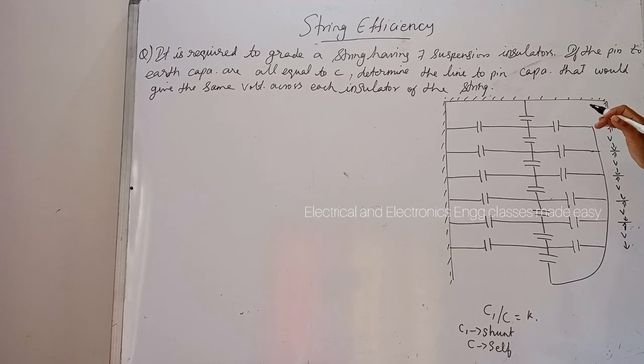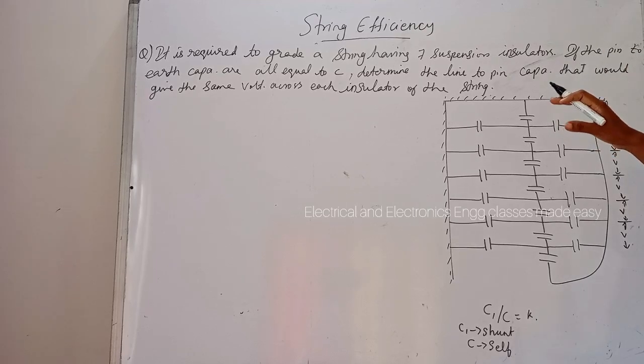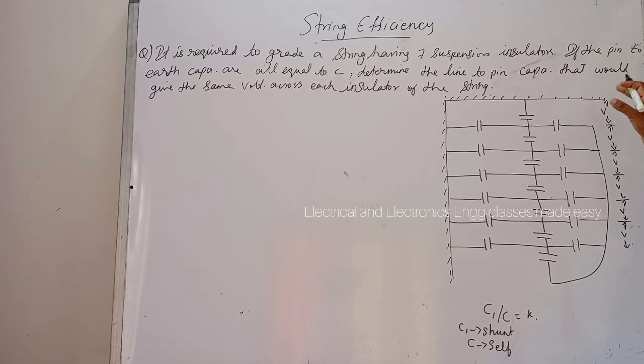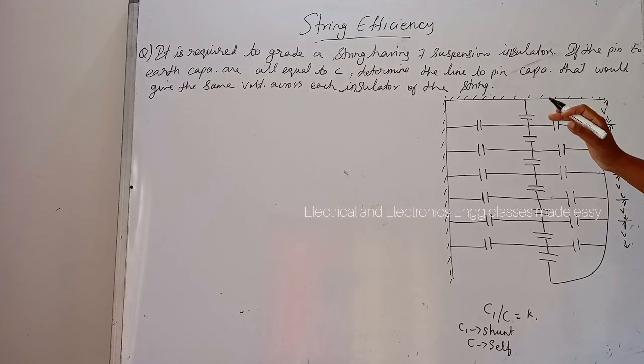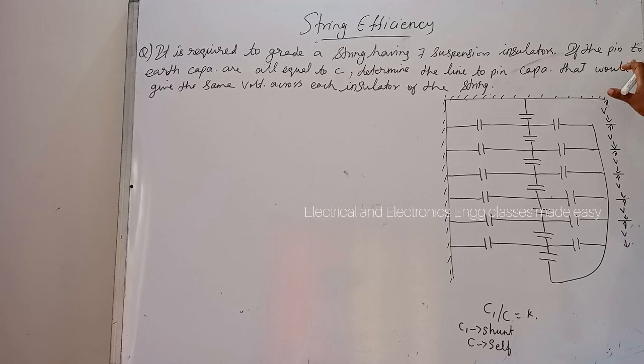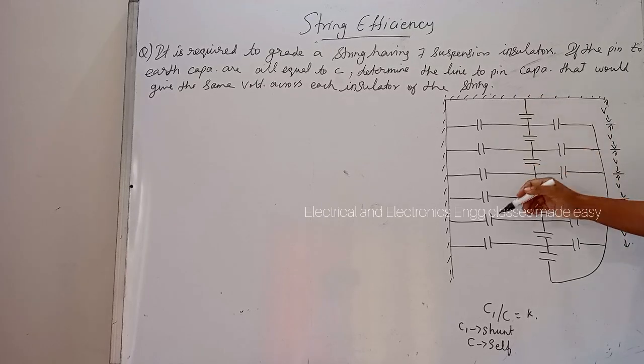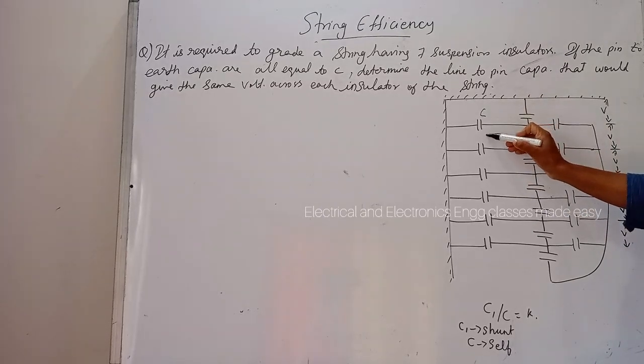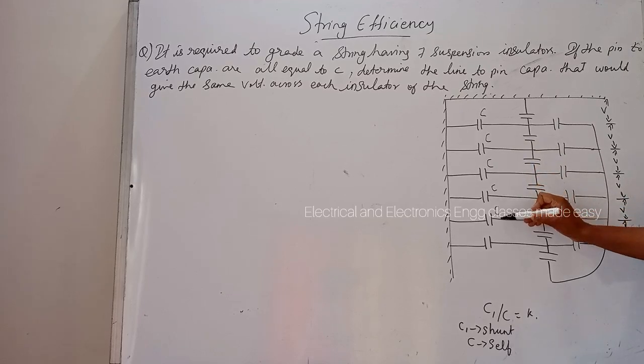Let us do another problem. It is required to grade a string having 7 suspension insulators. If the pin to earth capacitances are all equal to C, determine the line to pin capacitance that would give the same voltage across each insulator of the string. So here there are 7 suspension insulators and it is given that pin to earth capacitance is equal to C. Pin to earth capacitance means it is the shunt capacitance. So here the shunt capacitance is given as C.